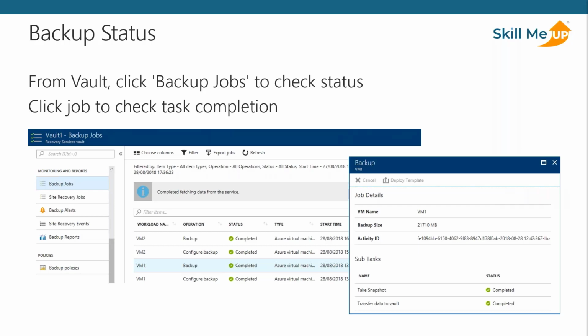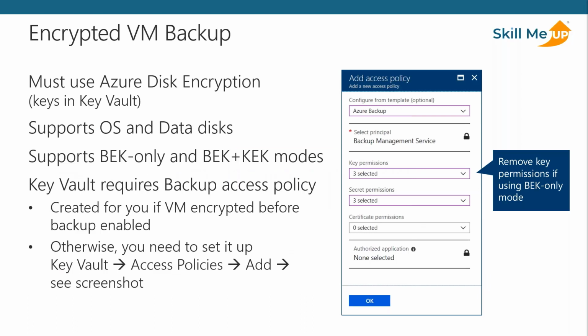So that's great. And encrypted VMs are supported. If you set up the encryption first, everything will just work. But if you have set up the backup first and then you enable encryption, then what you will need to do is, when you set up the encryption for disks, this is using dmcrypt on Linux and BitLocker on Windows.